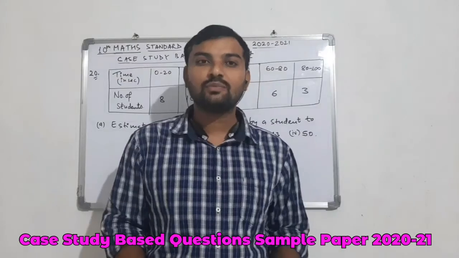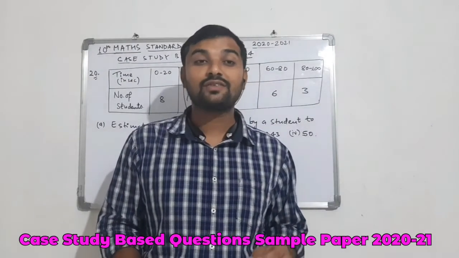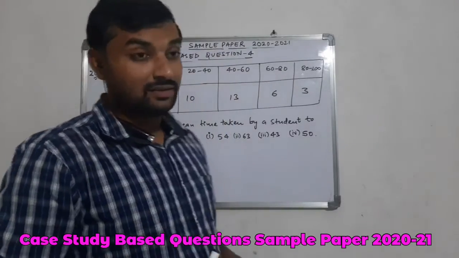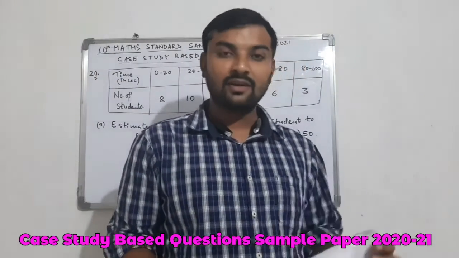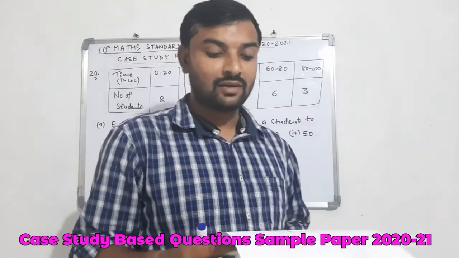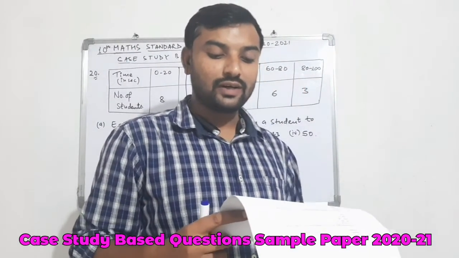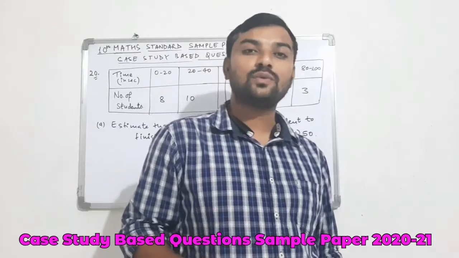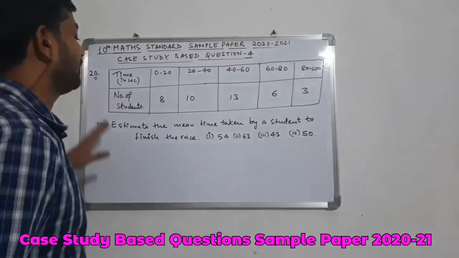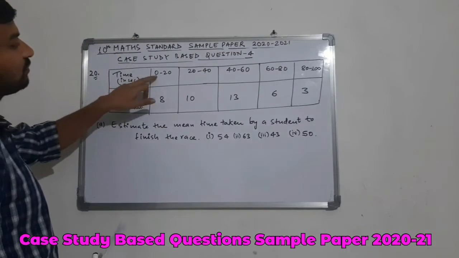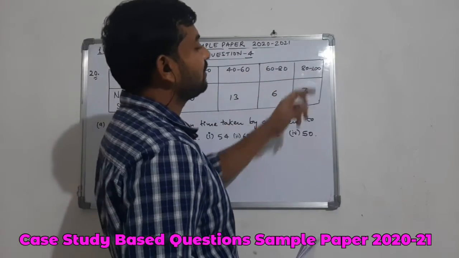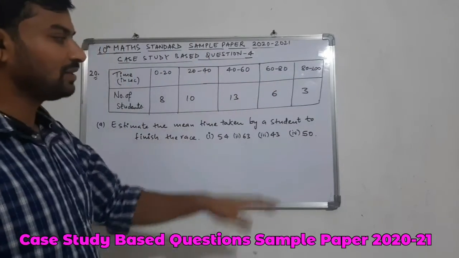Let us come to question number 28, which is the last question of case study type question. Here this is the fourth question, and this is related to statistics, and here we have data related to a 100-meter race. A stopwatch was used to find the time that it took a group of students to run a 100-meter race. So the data based on that is given in tabular form. The time in seconds is 0 to 20, 20 to 40, 40 to 60, 60 to 80, and 80 to 100 seconds. The number of students are given here.